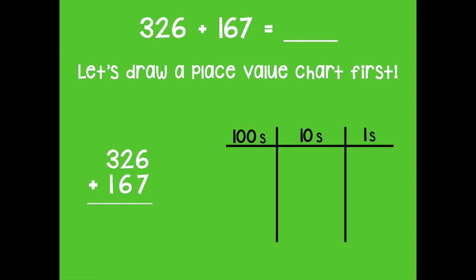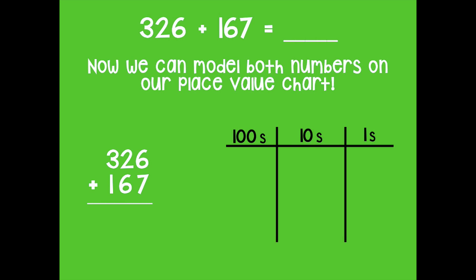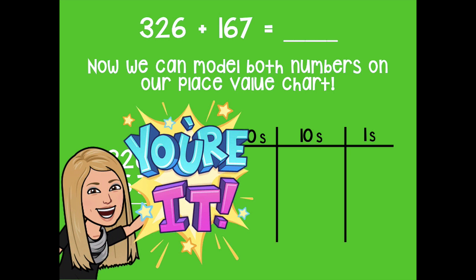All right, friends. So here, your paper should look just like mine. Now, our next step is we can model both numbers on our place value chart. Okay, so you guys are going to pause the video. You're going to model 326 and you're going to model 167. So you're just drawing a quick draw of those two numbers. So pause the video, draw both numbers, and then click play when you're ready for the next step.